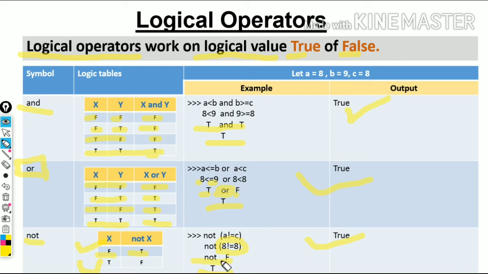In case of NOT, the result is reversed: when it is false, it reverts to true, and if it is true, then it will convert it to false.